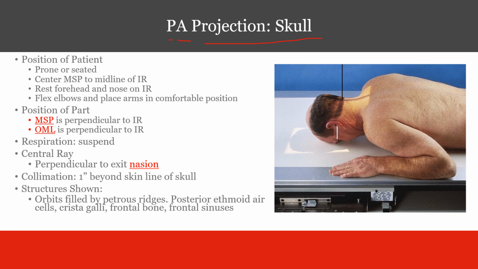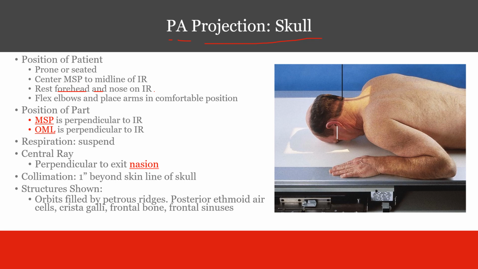In this projection, the patient is prone or seated. They're centered with the mid-sagittal plane at the midline to the image receptor. They're going to rest their forehead and nose on the image receptor. We're going to flex the elbows and place the arms in a comfortable position. The mid-sagittal plane and the OML are perpendicular to the image receptor.